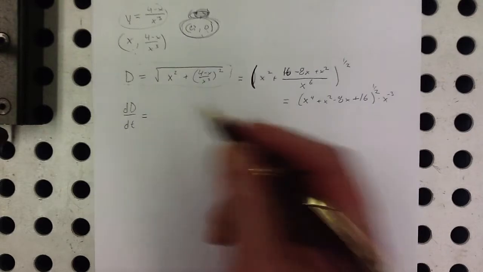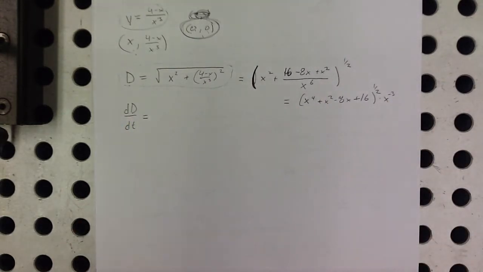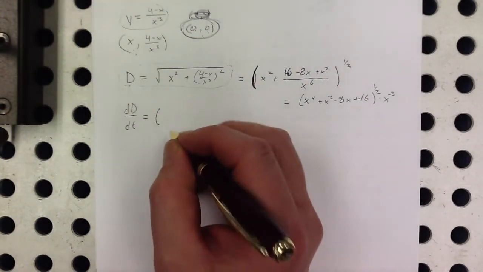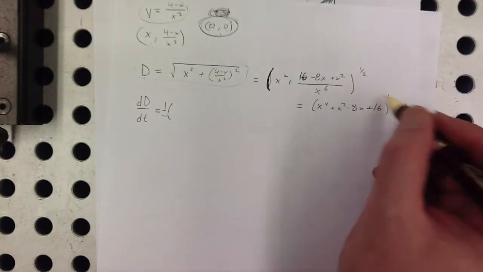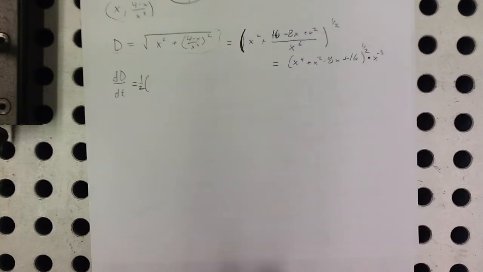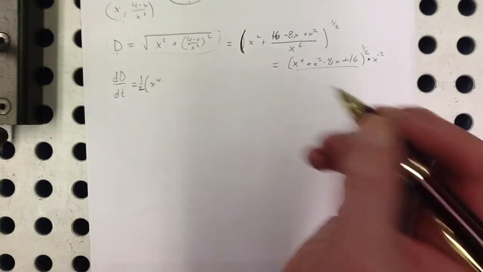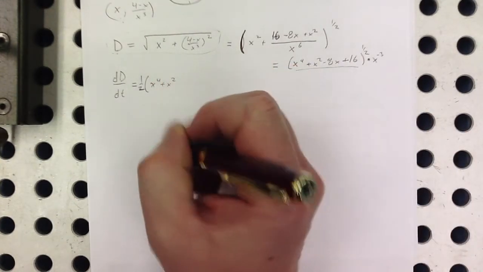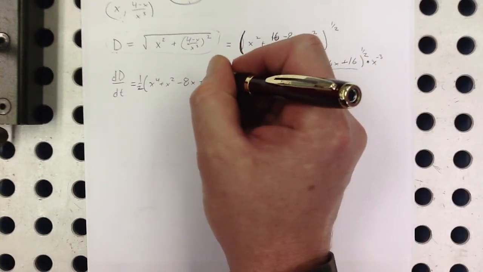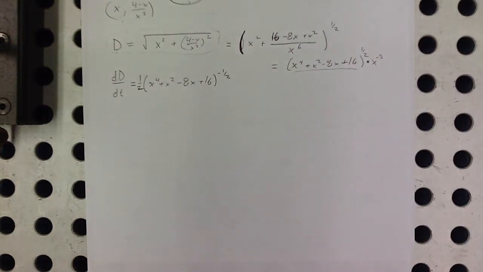Okay, so the derivative of this, and remember we're taking the derivative with respect to time, so when I take the derivative of an x, a dx dt is going to pop out. So I get 1/2, this is chain rule, right? Not chain rule, sorry, product rule. So 1/2 times this thing, x to the fourth plus x squared minus 8x plus 16 to the negative 1/2, right?